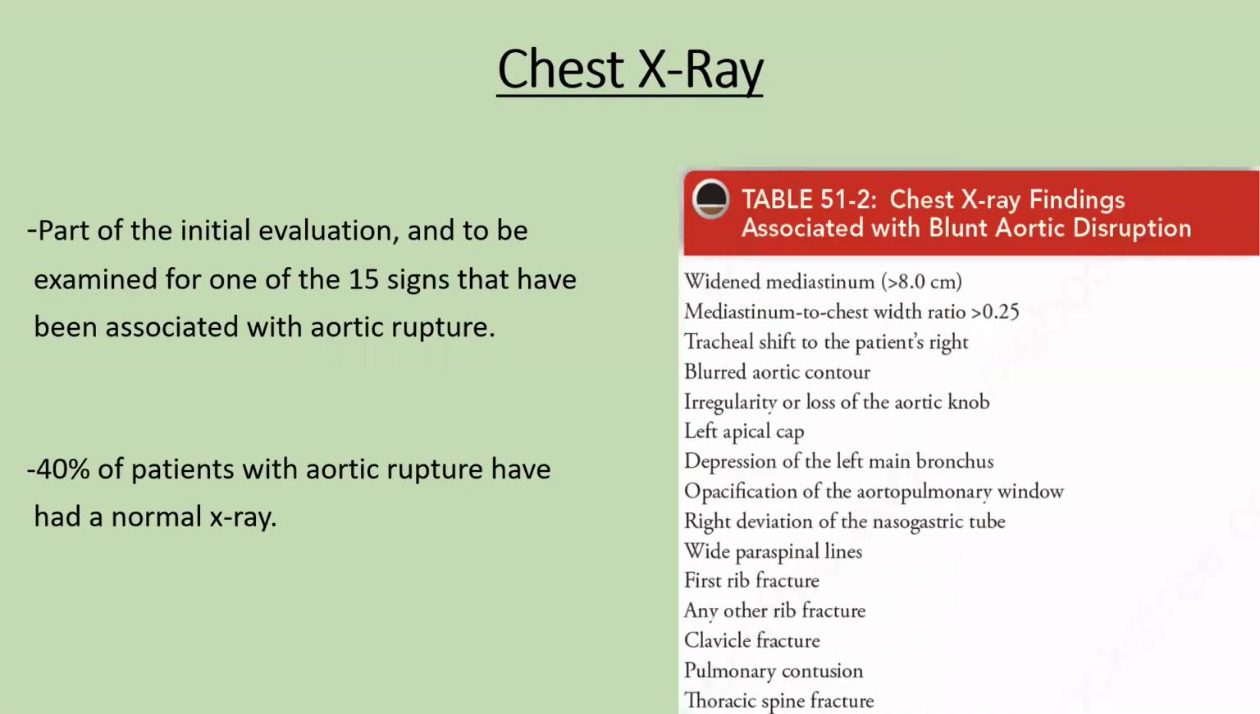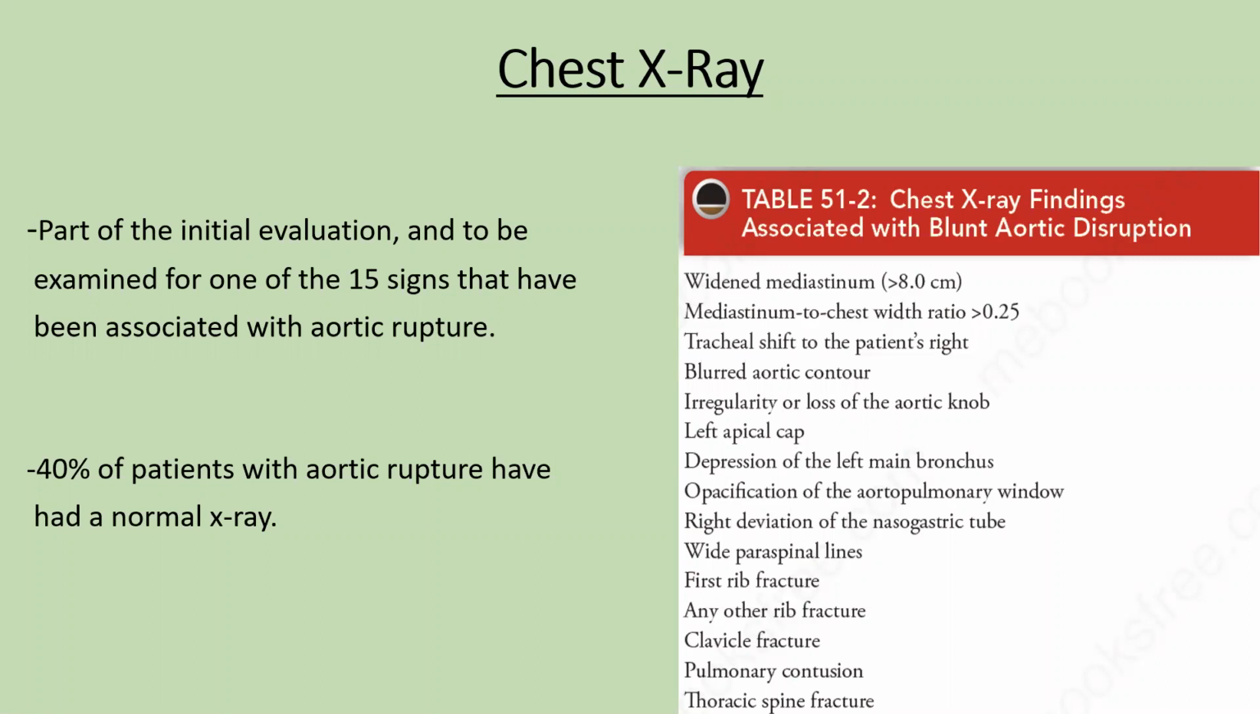So we'll start with the first imaging method, the chest X-ray. It is part of the initial evaluation and should be examined for one of the 15 signs that have been associated with aortic rupture. So what are the 15? Most commonly seen on the chest X-ray is a widened mediastinum, with mediastinum to chest width ratio more than 25%, blurred aortic contour or irregularity of the aortic knob, first rib or multiple rib fractures, and clavicular fracture. These are the most common signs seen on the X-ray.